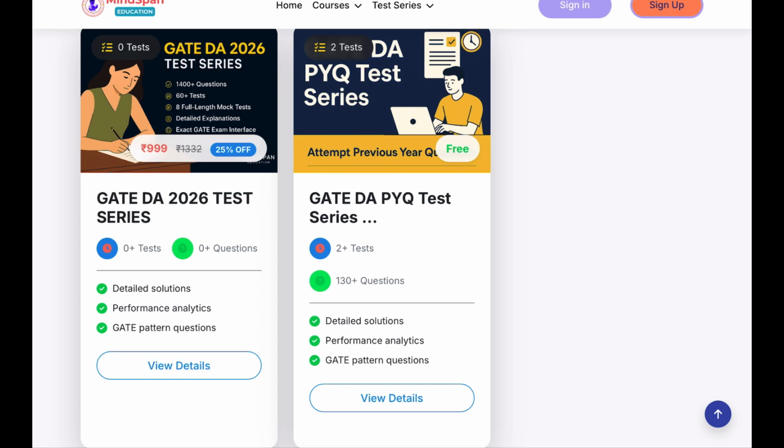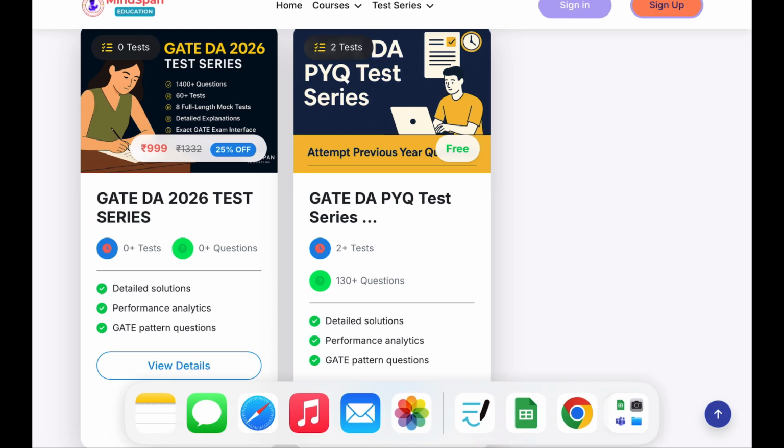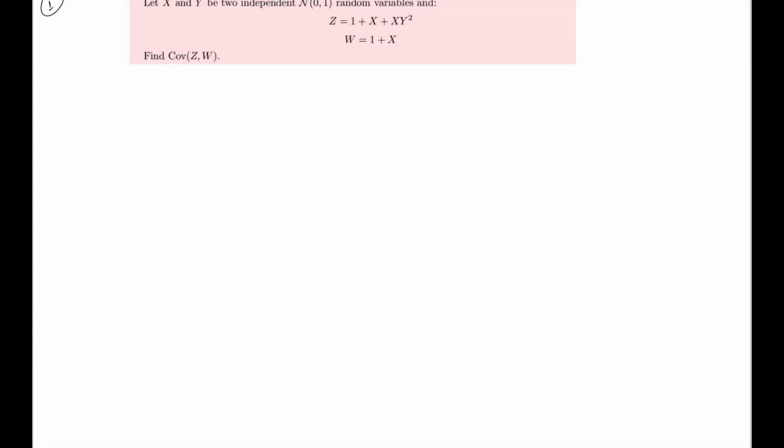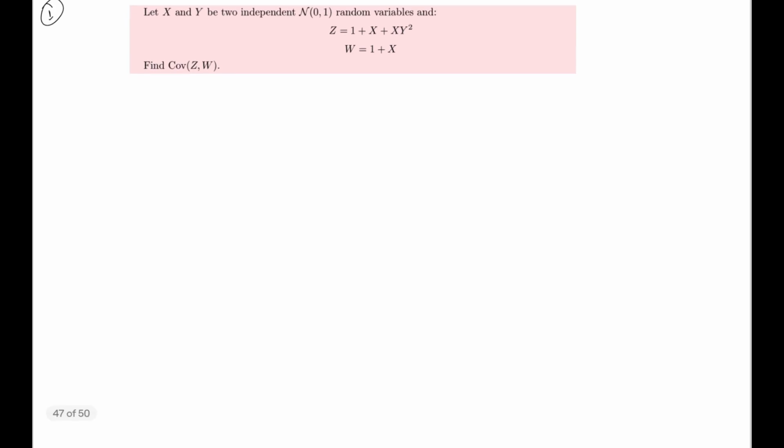Okay, now let's proceed to our problems, and let's do a few problems based on covariance and correlation. Let's look at the very first problem. We are given two random variables x and y, which are normally distributed with mean 0 and variance 1. And we have two random variables z and w that are defined in terms of x and y. We have to find the covariance between the random variables z and w.